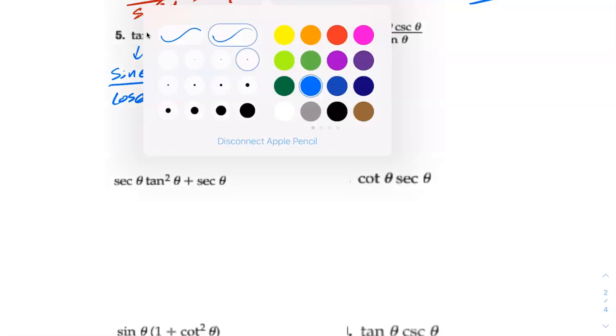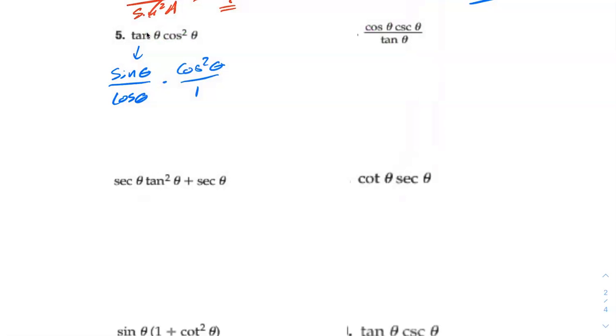Next one. Tan cosine squared. Remember, my general rule is, if you're not sure, keep sine and cosine, change the rest. So I'm going to change tan to sine over cosine. I'm going to leave this one the way it is. I like to put it over 1 so I know what's going on. And look, stuff cancels. There's 2 cosines up here. There's only 1 down there, so we can cancel out the power of this cosine. I just get sine theta cosine theta. And that's it, nothing else you can do.